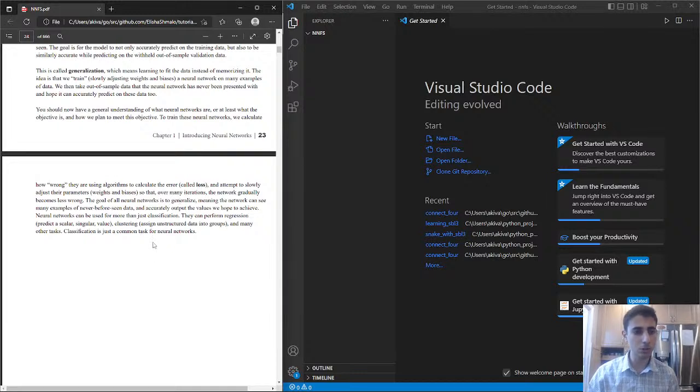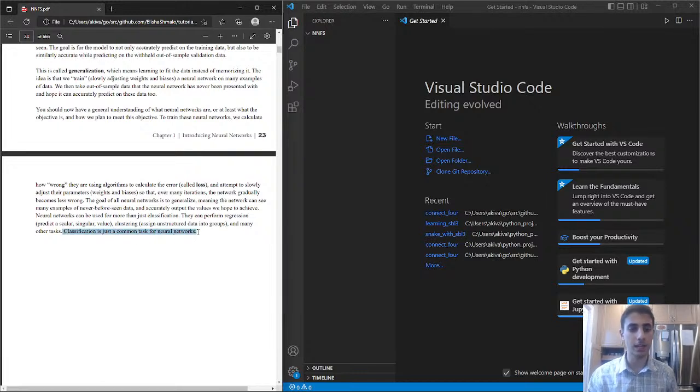Neural networks can be used for more than just classification. They can perform regression, predict a scalar, singular value, and clustering. By the way, regression is mostly used in things like reinforcement learning as opposed to classification, but that's a separate conversation. Clustering, assigning unstructured data into groups. So here we have a bunch of data, like a blob, and I want you to draw groups of this data. Clustering is complicated. Watch a tutorial on clustering. And many other tasks. Classification is just a common task for neural networks.